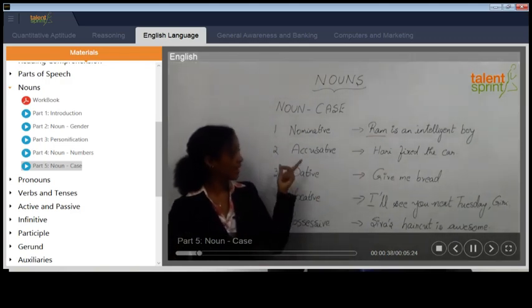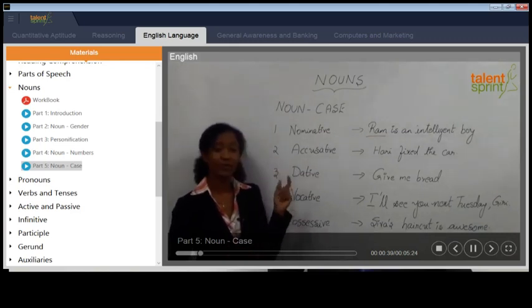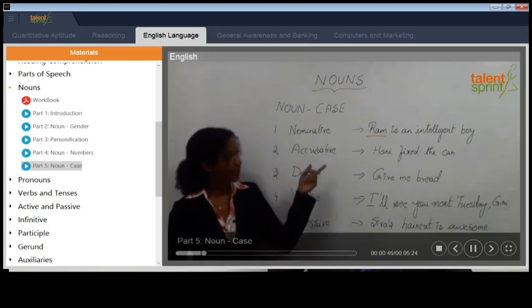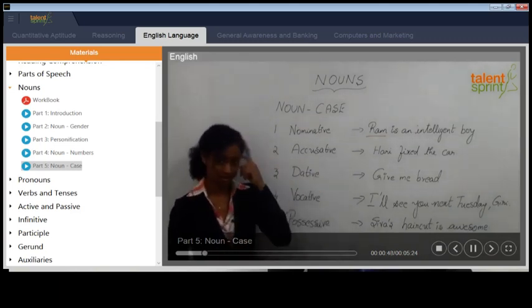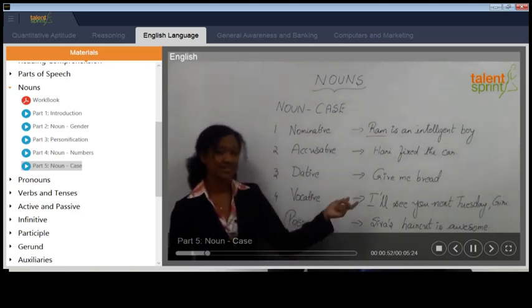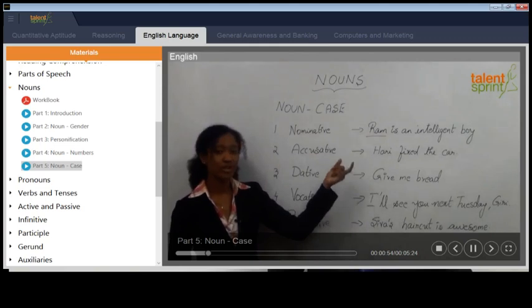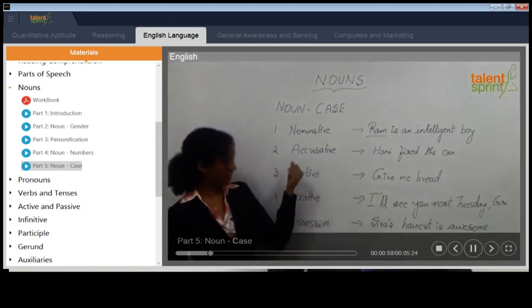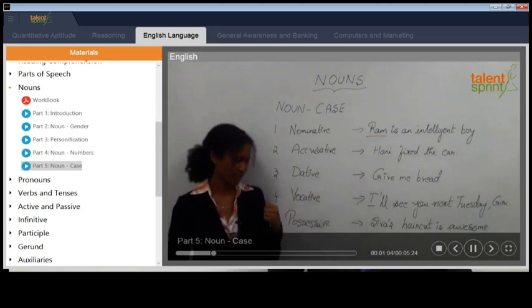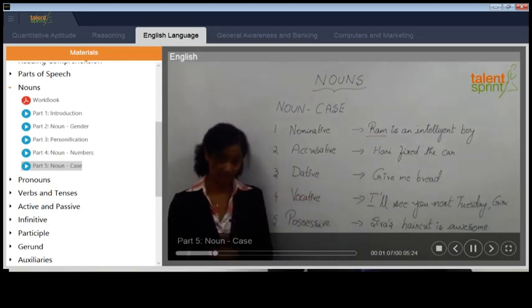The second one, accusative case. In this case, the noun is the direct object of a verb or a preposition. Let's look at this example. Hari fixed the car. Now I know my subject is Hari, fixed is the verb. The car is the direct object of Hari's action of fixing. So that is an accusative case where the noun takes up the direct object either of a verb or a preposition.